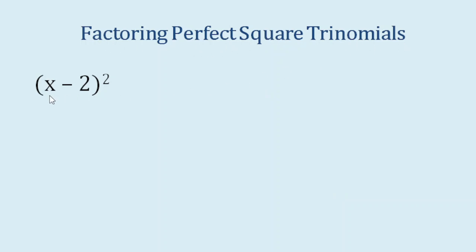Let us recall that, for example, if we have a binomial x minus 2 squared, this means we are going to multiply x minus 2 by itself. And using the FOIL method, we can get the product.